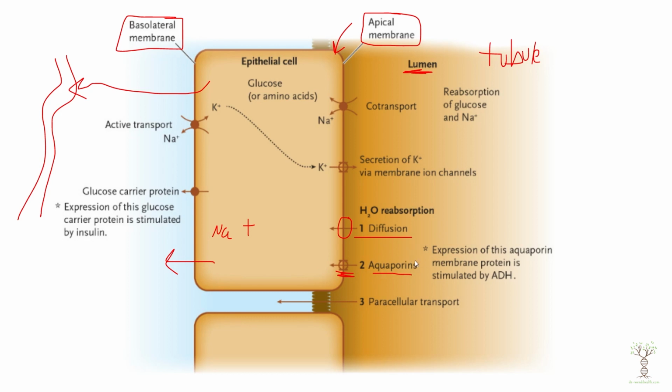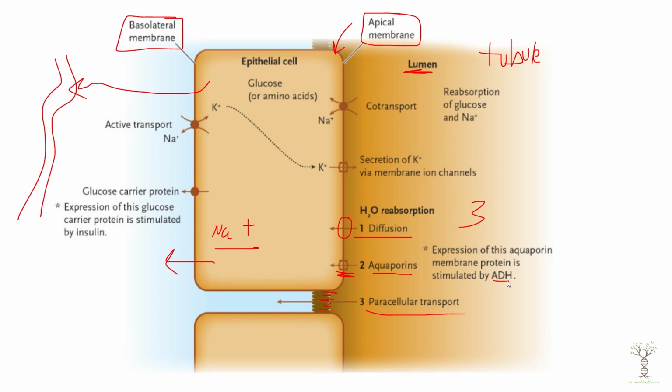So aqua means water, and porins is like a pore or a hole or opening. And then water can also move in between cells through paracellular transport. And again, there are tight junctions in here that will prevent the movement of other molecules like ions or glucose or amino acids. But water can move through here, and again, because of an osmotic gradient. So there are 3 ways that we can move water.